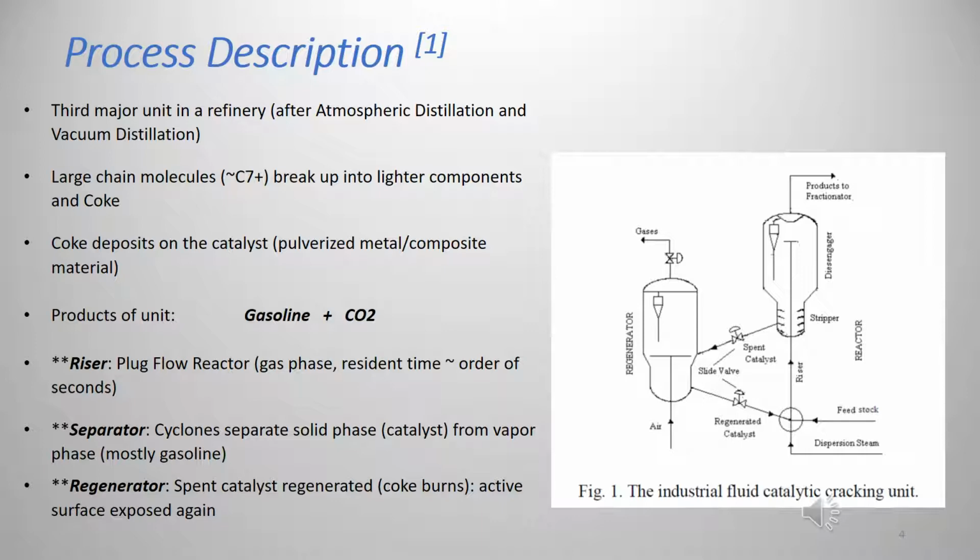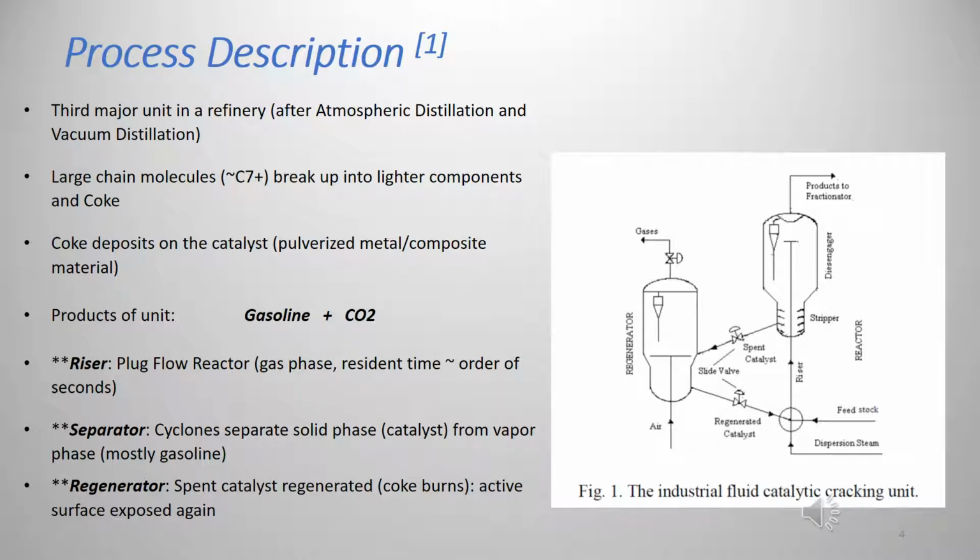A little bit about what happens in this unit. An FCC unit majorly consists of two major units, the regenerator and the reactor, plus this disintegrator. The feed is mixed with steam and also freshly regenerated catalyst and then sent to the riser. The riser is basically the main reactor, the heart of the process, where the main cracking reaction takes place.